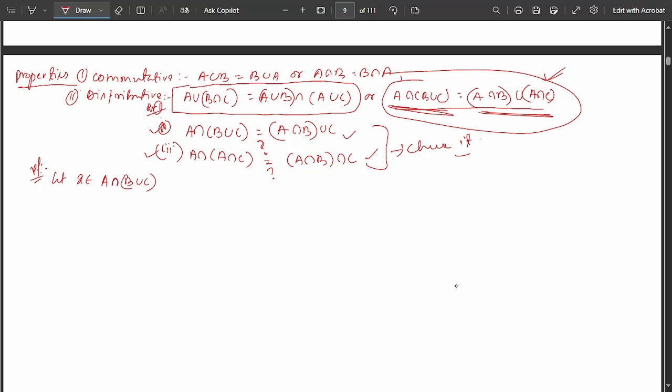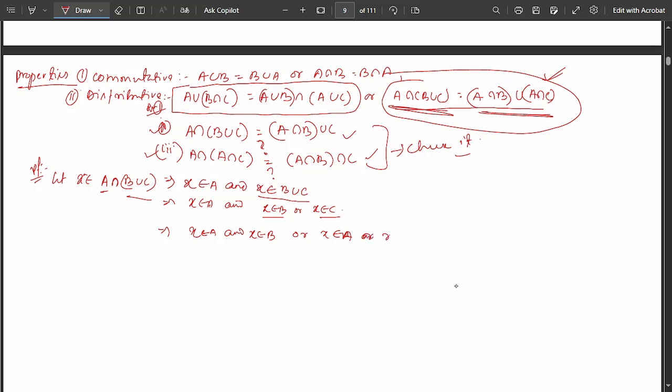That means X is in A and also in B union C. This implies that X belongs to A and X belongs to B union C. Now, since X belongs to B union C, that means X may be contained in B or in C. This implies X belongs to B or X belongs to C. This implies that X belongs to A and X belongs to B, or X belongs to C. In either way, that implies X belongs to A and X belongs to B, or X belongs to A and X belongs to C.